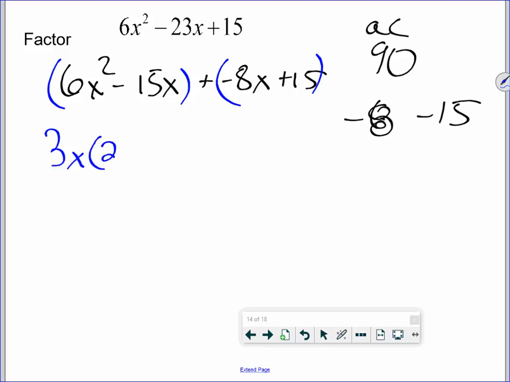And that'll leave me 2x minus 5. This still doesn't smell right to me. Where am I making my mistake? Well, we'll find it here in a second.